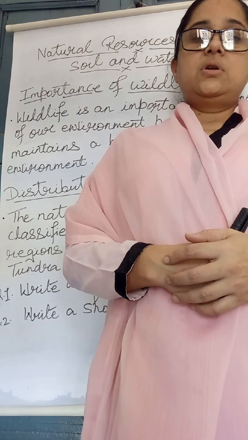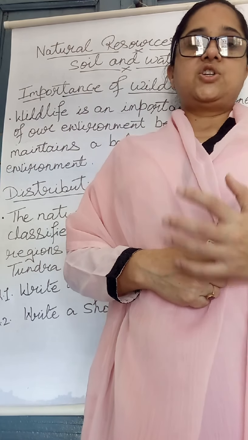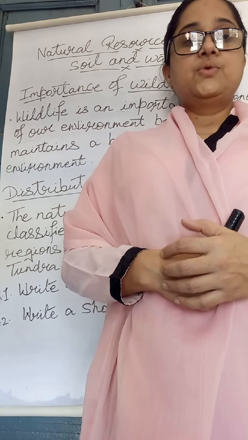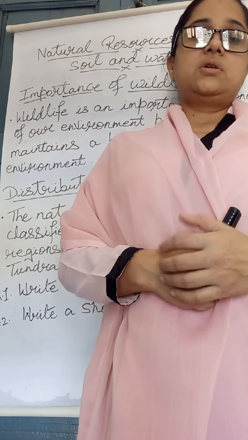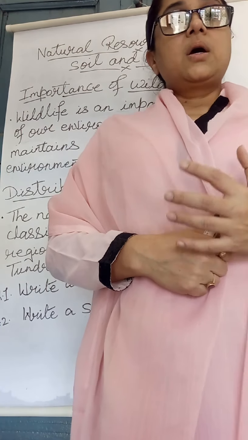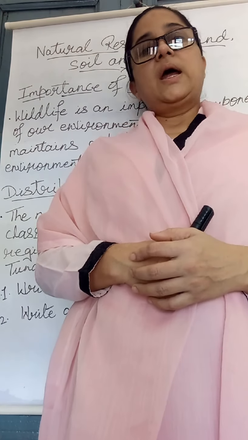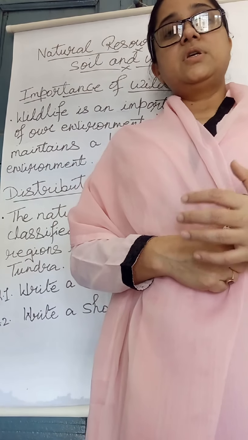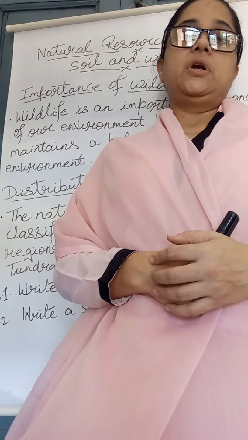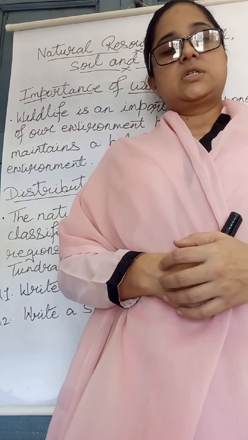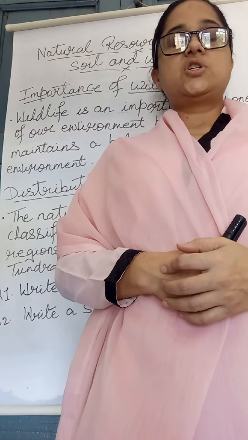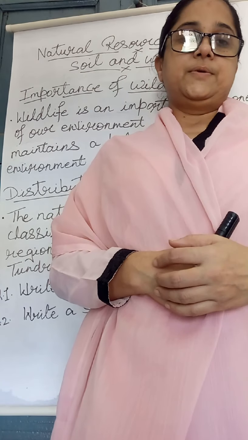Now, conservation of natural vegetation and wildlife. It is very important that we save our natural vegetation and wildlife. Why? Because people are continuously cutting the trees and killing the animals, and if these go extinct, then it creates problems in the environment. Our ecosystem will be disturbed. So it is very important that we save the natural vegetation and wildlife.